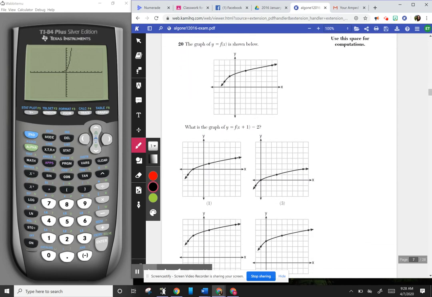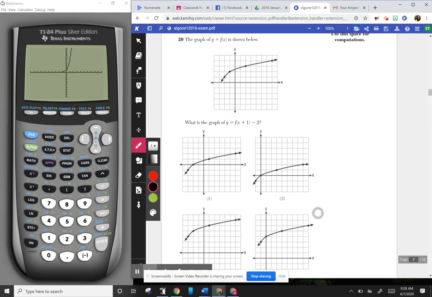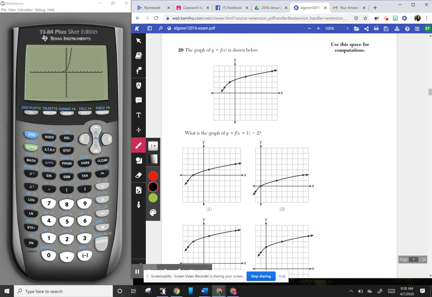All right, question 20. The graph of f of x is shown below. What is the graph of f of x plus 1 minus 2? Okay, so for here we need to know transformations when we are adding and subtracting inside the parentheses. So let's start with inside the parentheses. This is going to be a left and right shift.